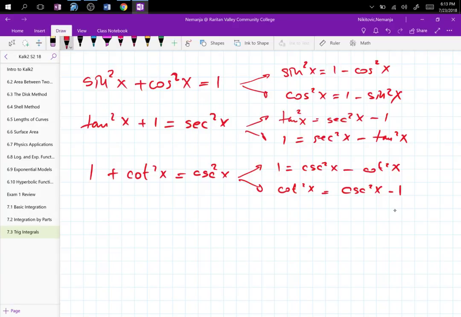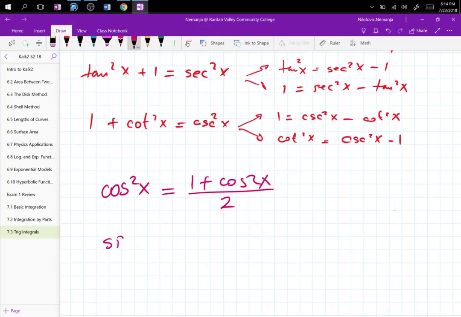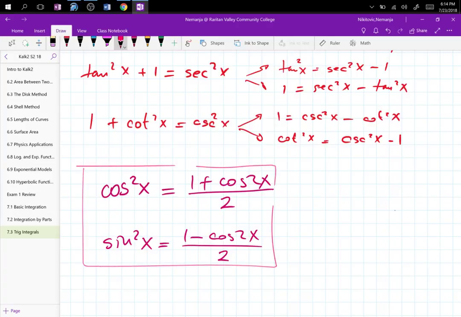And then we have our power-reducing formulas. If you don't know these formulas, you are doomed. So cosine squared x is equal to 1 plus cosine 2x over 2. And sine squared x is 1 minus cosine 2x over 2. Out of everything, these formulas are the most important. Well, the Pythagorean identity as well.